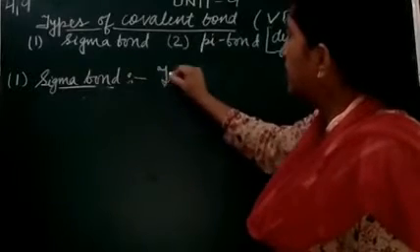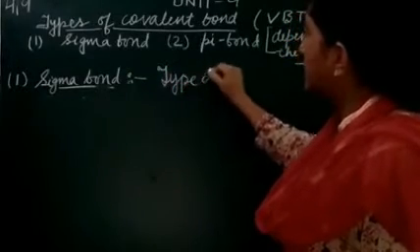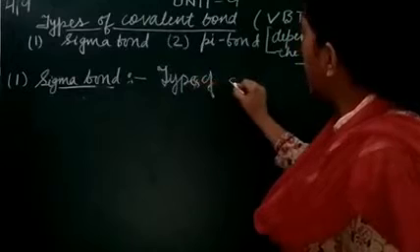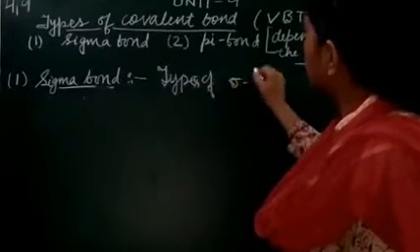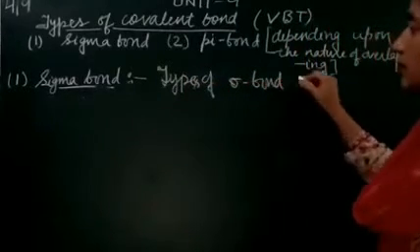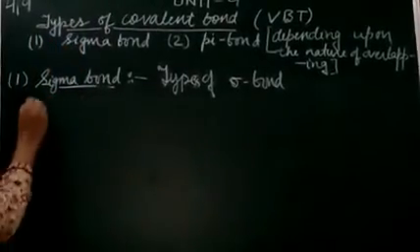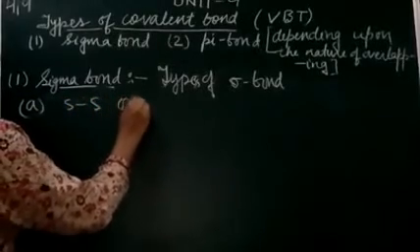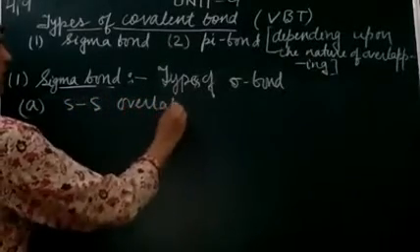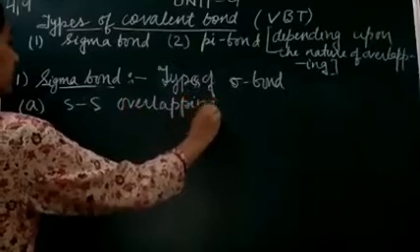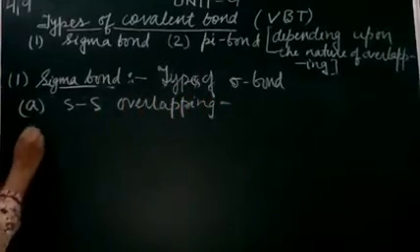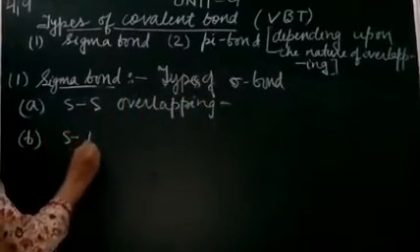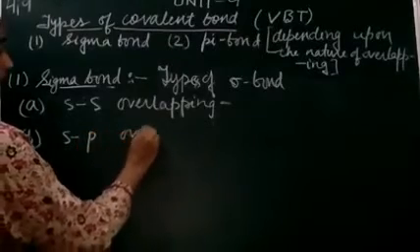So next is the types of sigma bond. The first type we have discussed, that is the ss overlapping, right. So the first type was ss overlapping. Now students, the second type is the s and p overlapping.